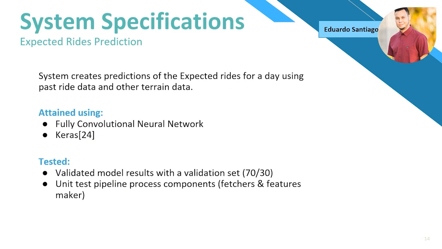For the system to create predictions of expected writes, we opted for a fully convolutional neural network as our machine learning model. This was chosen for its capabilities of processing positional information more effectively compared to other architectures. To implement this model, we chose the Keras library for Python. The training was performed using 70% of the available data, and the other 30% was used for validation to measure the model's accuracy. Unit testing was performed on components of the pipeline process.